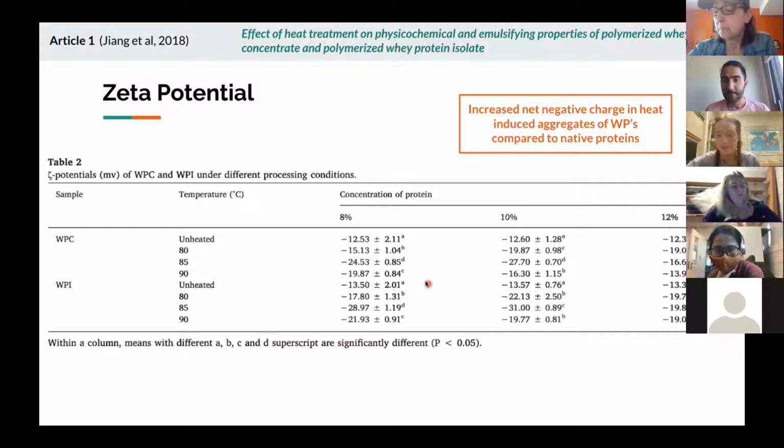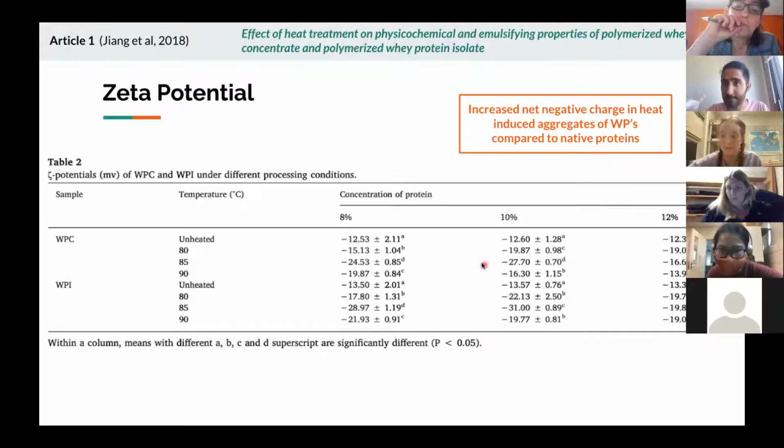So in this table, you can see that the zeta potential of the PWPC and PWPI were significantly lower than that of native whey protein dispersions. This is beneficial for stability because if the charge is more ionic, then the protein will interact more with water. They concluded that different temperatures and concentrations seem to greatly impact the zeta potential. And this is obvious when you look at the significant decrease in zeta potential at 85 degrees Celsius in both the PWPC and PWPI at the 8 and 10% concentration levels.